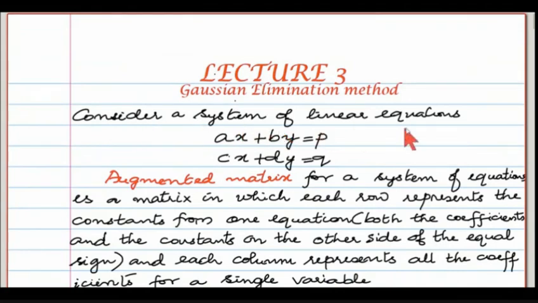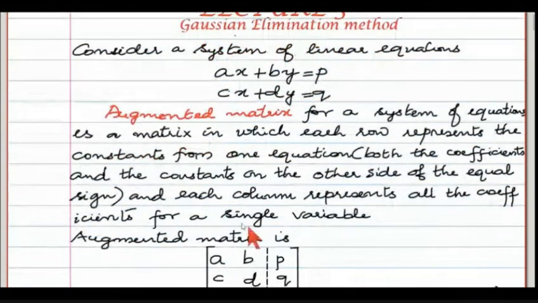Consider a system of linear equations: ax + by = p, cx + dy = q. The augmented matrix for a system of equations is a matrix in which each row represents one equation, that is, both the coefficients and the constants on the other side of the equal sign. These are the constants p and q. And each column represents all the coefficients for a single variable. So this system can be represented as a matrix like this.